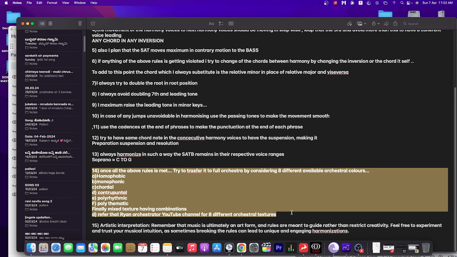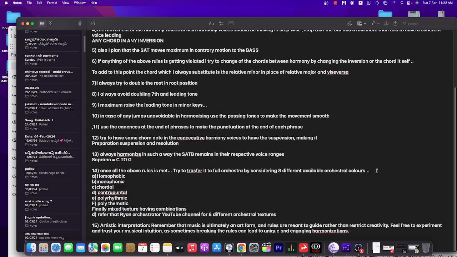So just remember the 14th point: once all the above rules are met, try to transfer it to the full orchestra by considering 8 different available orchestral colors. That is the textures.